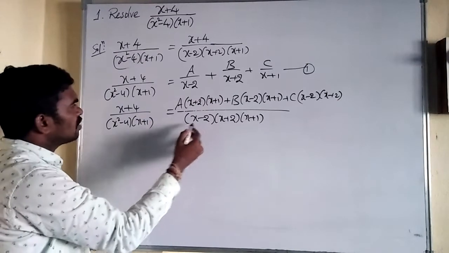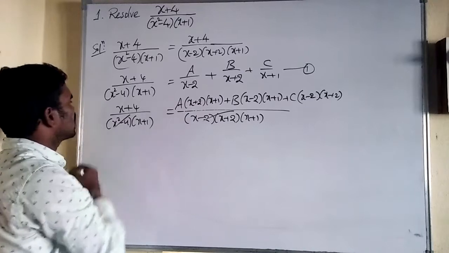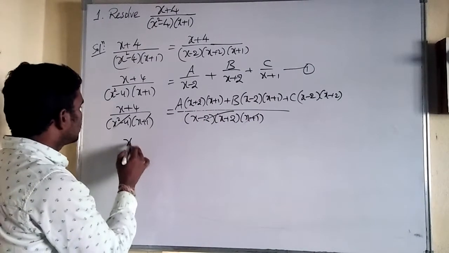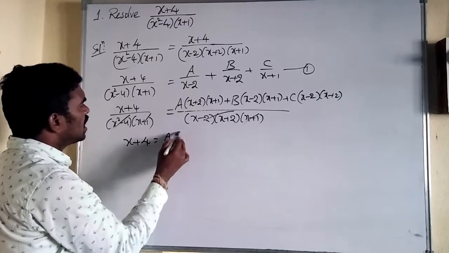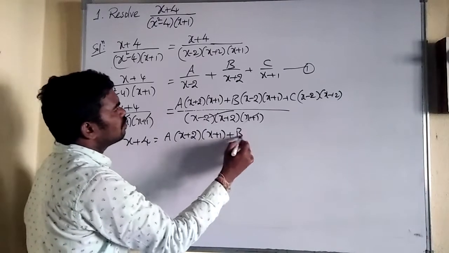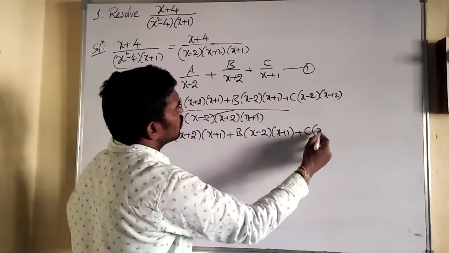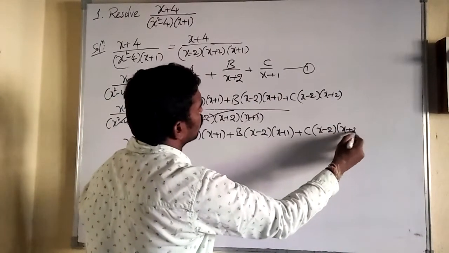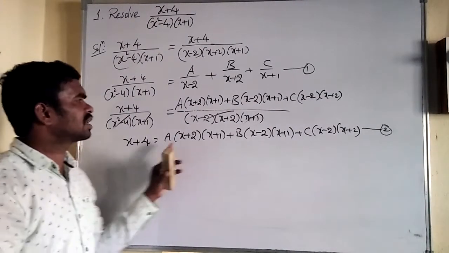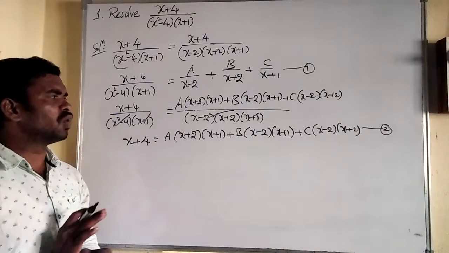See, in both terms, (x − 2) into (x + 2) will make nothing but x² − 4. So x² − 4 cancels, and x + 1 cancels. What is the remaining? x + 4 = A(x + 2)(x + 1) + B(x − 2)(x + 1) + C(x − 2)(x + 2). Let us take this as equation number 2. We should find the capital A, capital B, capital C values. How can we find? Very simple.